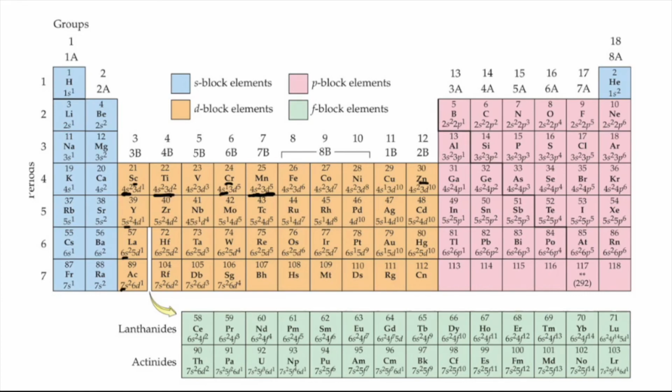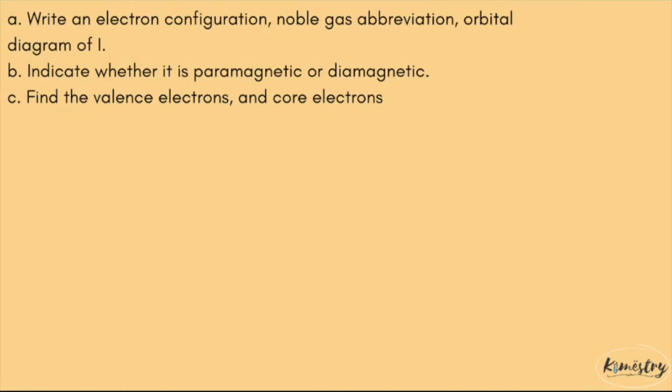Okay, so let's do one last example. A. Write the electron configuration, noble gas abbreviation, and orbital diagram of iodine. B. Indicate whether it is paramagnetic or diamagnetic. C. Find the valence electrons and core electrons. So do this yourself and then we will compare the answers in a bit.